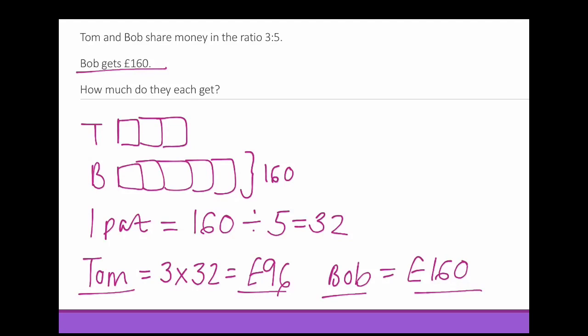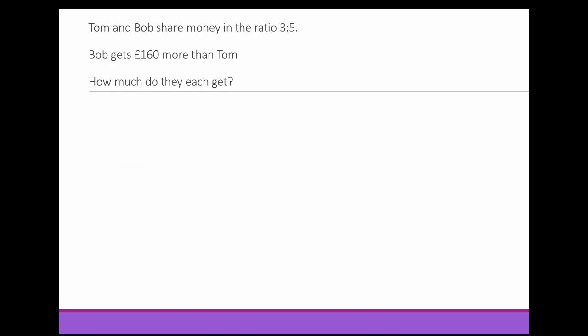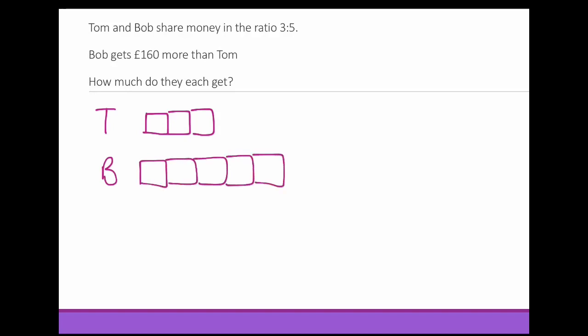So it comes back to drawing the diagram, putting on where our 160 is, finding 1 part, then Tom, then Bob. Right, the last question. So Bob gets £160 more than Tom. So let's draw this diagram out. Again, we've got Tom, and he gets 3, and Bob, and it's 5. Bob gets £160 more than Tom, so this is the bit extra that Bob gets, and that bit extra must equal 160.